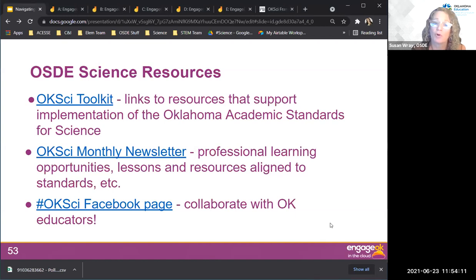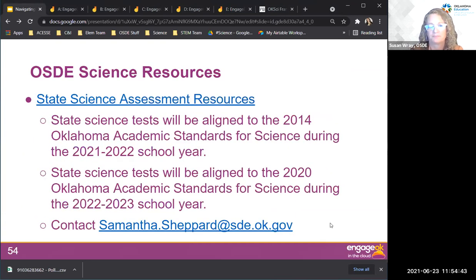And here you see more science resources to actually support your work. We have the OKSci toolkit. It actually supports the implementation of the Oklahoma Academic Standards. We also have the OKSci monthly newsletter where you'll find professional learning opportunities, lessons, and resources aligned to standards. If you have not signed up to receive that newsletter, please make sure you do that. And finally, we also have the OKSci Facebook pages where you can collaborate with Oklahoma educators.